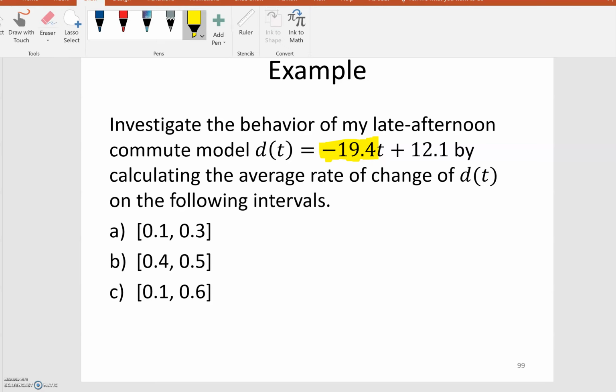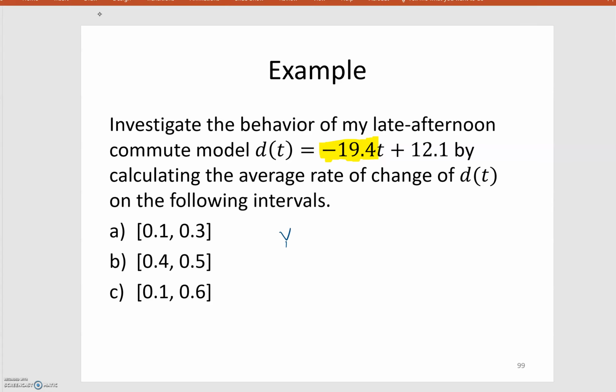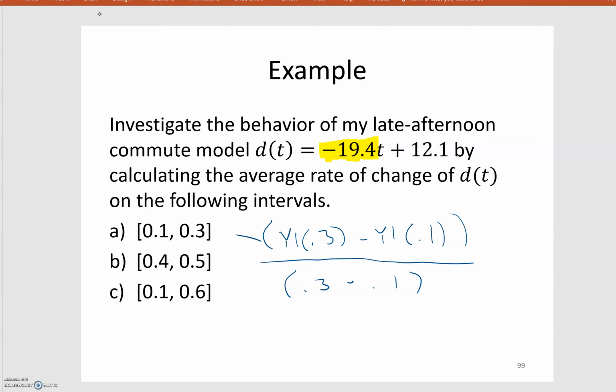Now to actually do this, just for the first one for example, we would be calculating y1 of 0.3 minus y1 of 0.1, all in parentheses, and then we would divide that by parentheses 0.3 minus 0.1. And similarly for the next two, except we'll be using these new values. And for each one of these, you will get negative 19.4.